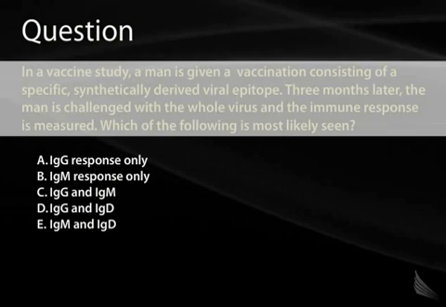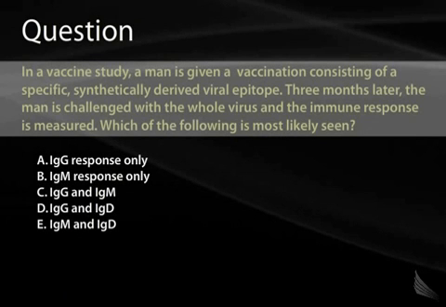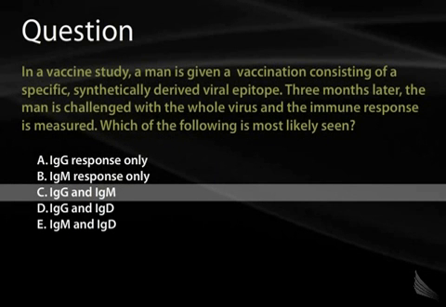So here's a question. In a vaccine study, a man is given a vaccination consisting of a specific synthetically derived viral epitope. 3 months later, the man is challenged with the whole virus and the immune response is measured. Which of the following is most likely seen? A, IgG response only, B, IgM response only, C, IgG and IgM, D, IgG and IgD, or E, IgM and IgD? And the answer is C, IgG and IgM.